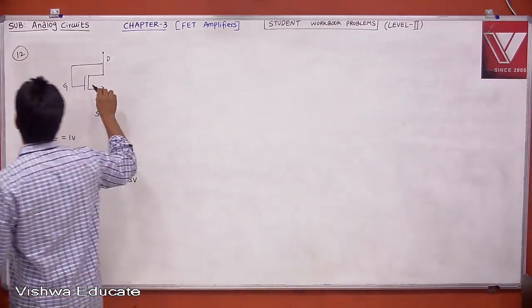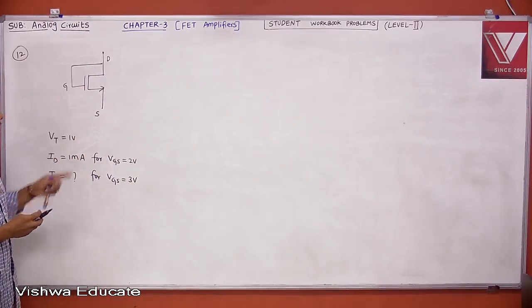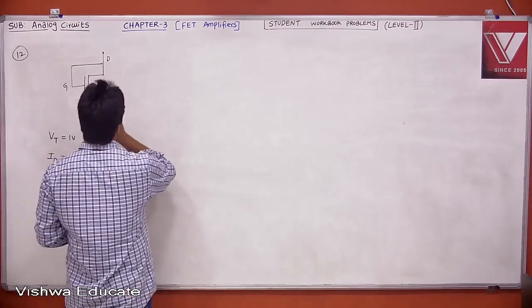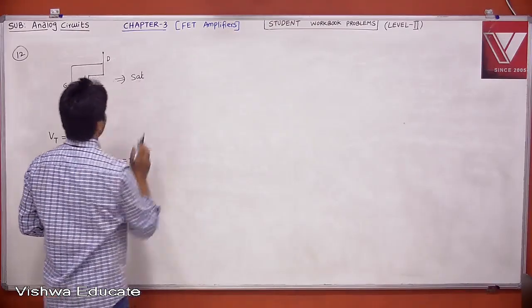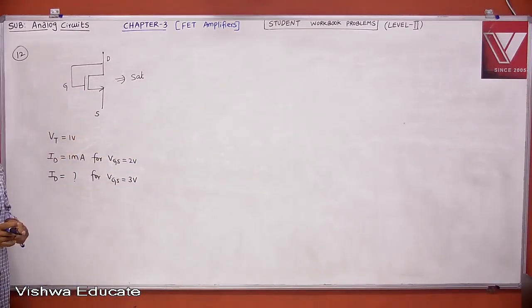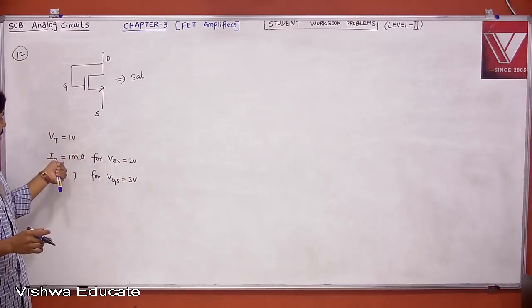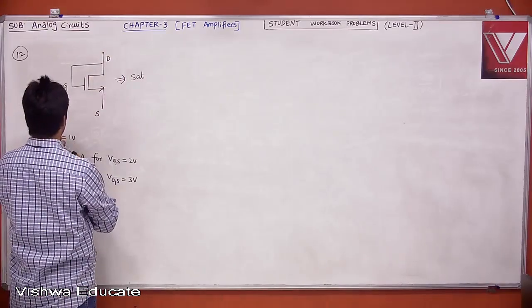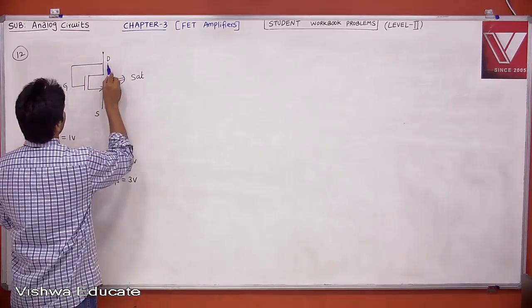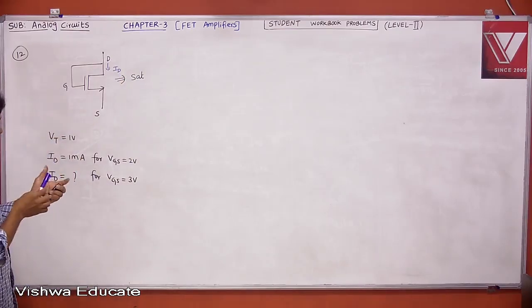I already told, when gate and drain are connected and if VGS is greater than or equal to VT, this is what is called a diode connected transistor. This is always in saturation, provided your VGS is greater than or equal to VT. Because VGS is 2, surely greater than VT, then ID is equal to 1 milliampere. Now we need to find ID for the other VGS.